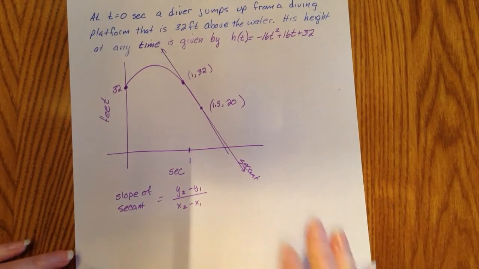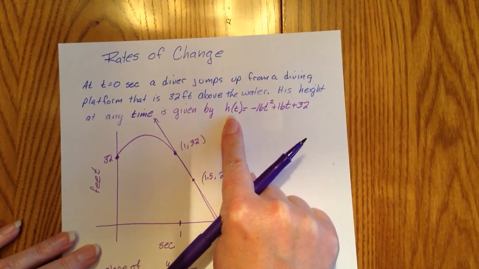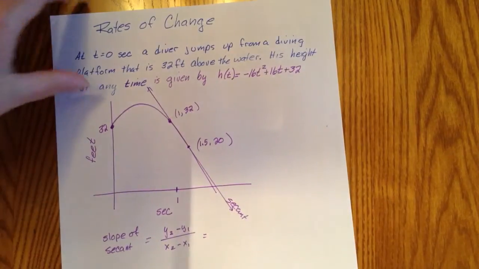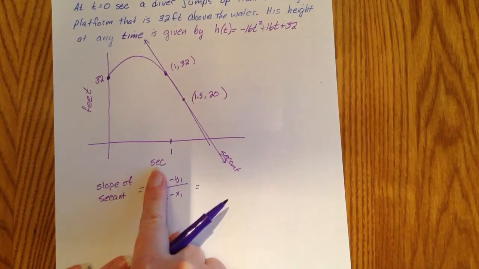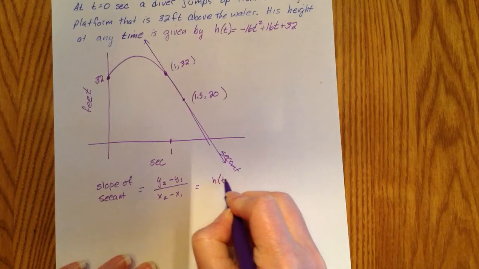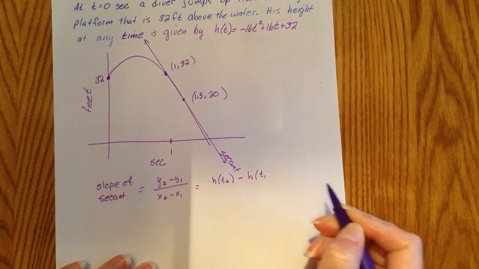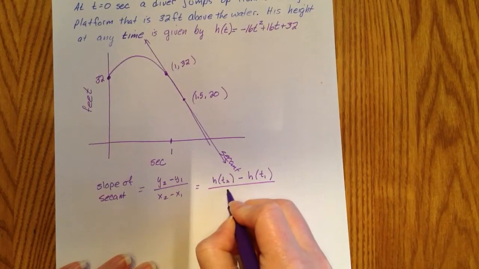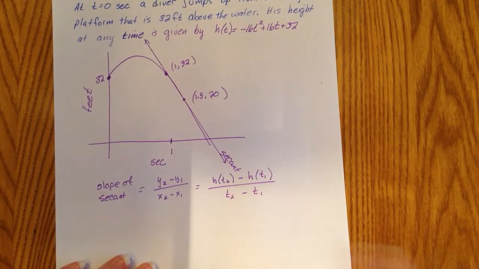Now, it's not necessary, but if you want to get super fancy, we could do the same thing, but instead of y, we could use our h of t function notation. And because this isn't truly the x-axis, it's the t time axis, we can say the following: it's the height at the second time minus the height at the first time over the second time minus the first time. It's still the slope formula, so don't get too excited.